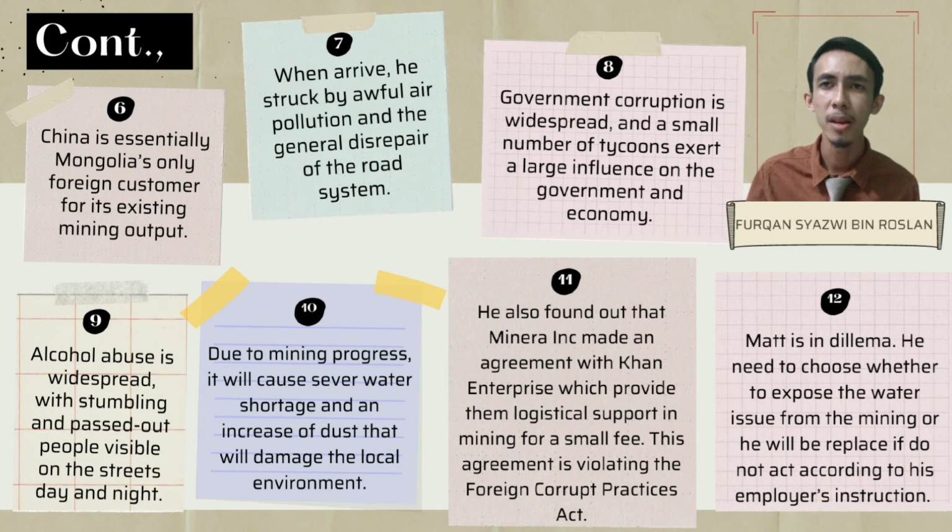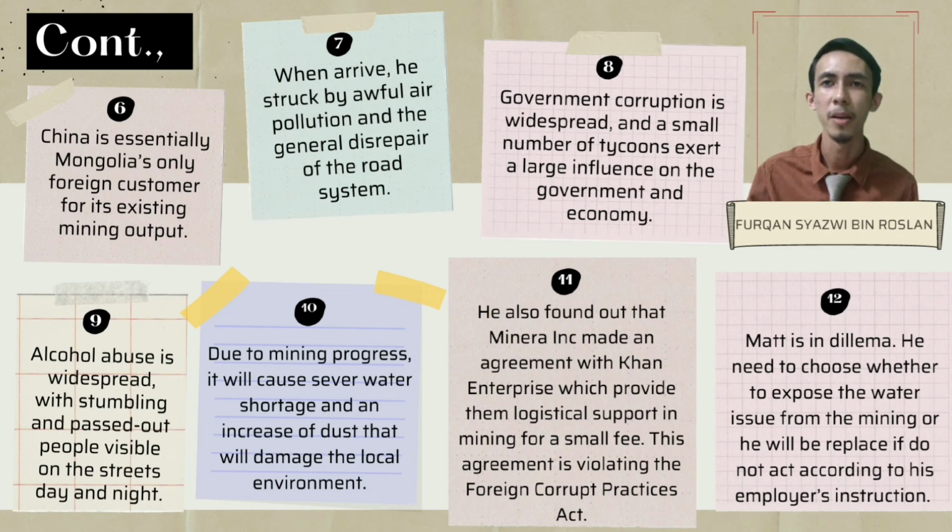When checking the environmental impact report, it delineates several worst-case scenarios for the local environment as a result of overusage of the local water supply. Matt further notes that Minera's water usage topped 18.5 million gallons a day. If they continue to use water at the current rates, there will be a severe water shortage and an increase of dust that will damage the local environment.